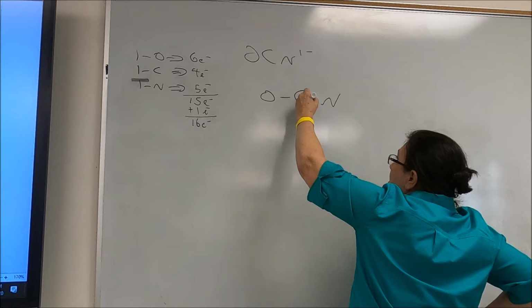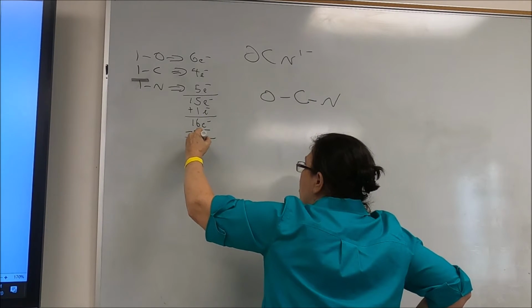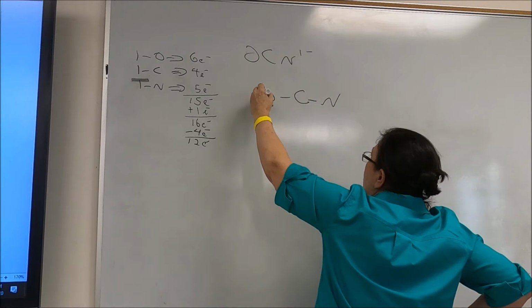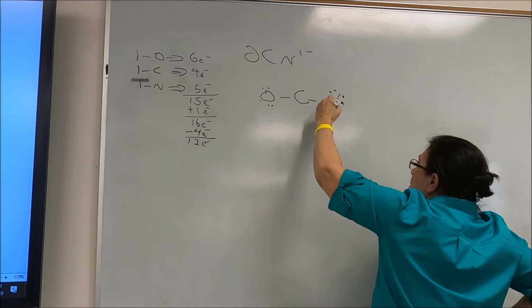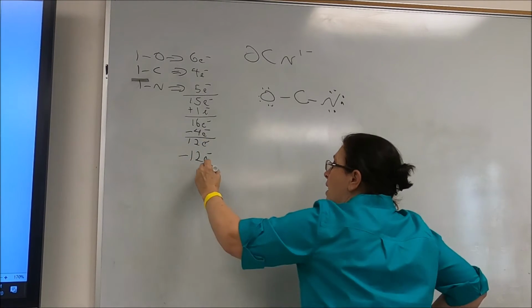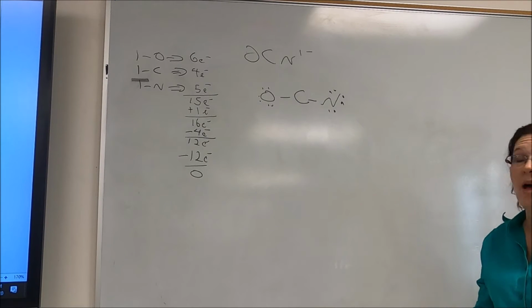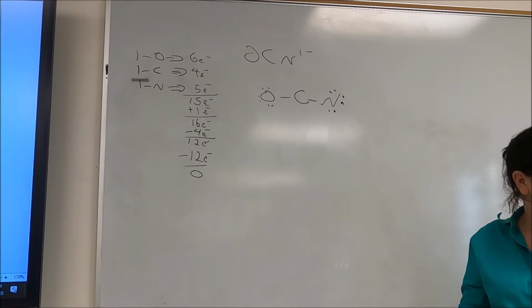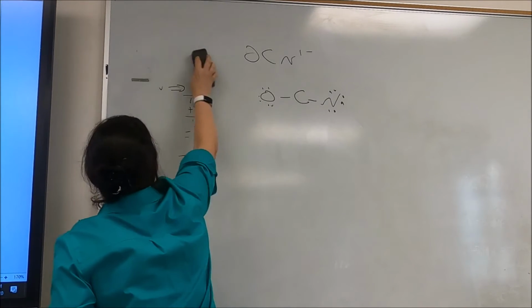I connect up with single bonds, that's 4. That leaves me 12 electrons. 2, 4, 6, 8, 10, 12. I now have 0 electrons left. So I'm going to have to make double bonds or triple bonds to fix it. Okay? So let's look at options.